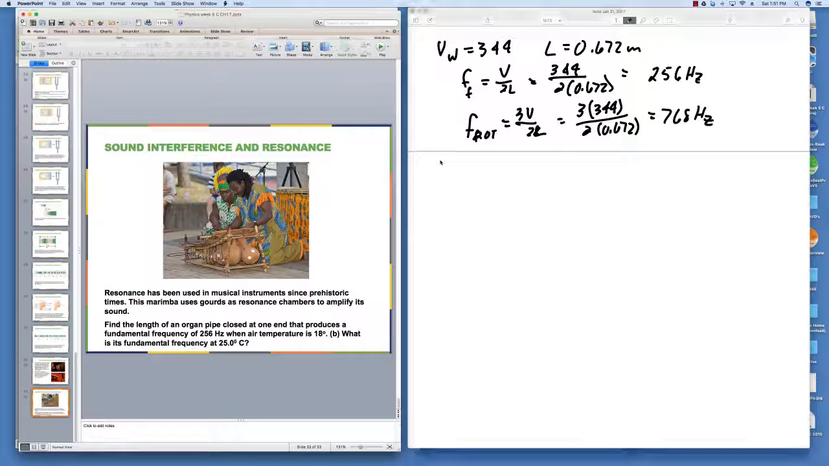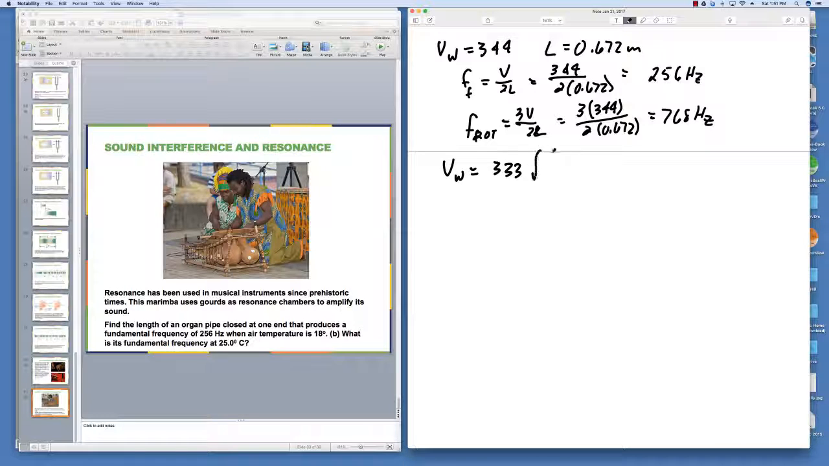So let's take a look at what we know here. First of all, we have to calculate the velocity. It's going to equal 331 times the square root of T over 273. And we put T in as 291, the new temperature, over 273. And that's going to equal 341.7 meters per second.